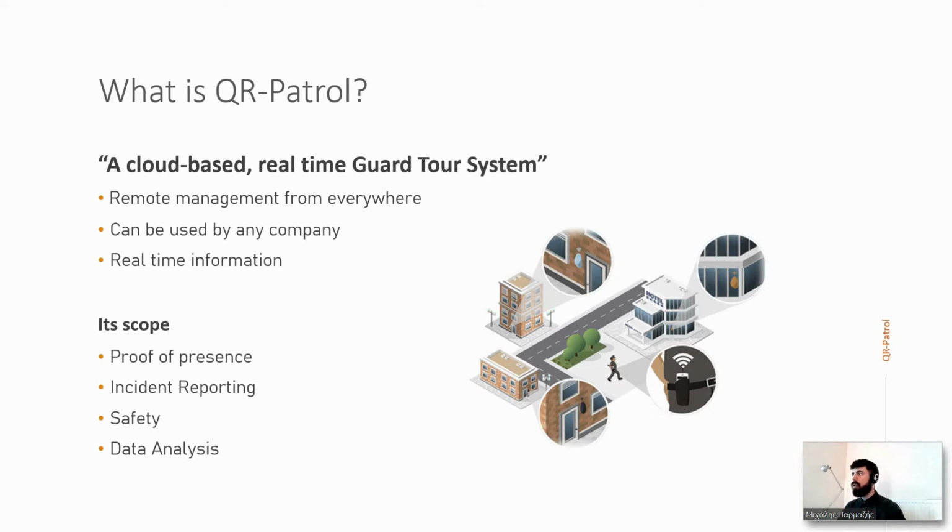Its scope is proof of presence to ensure you will be able to quickly locate an employee in danger, advanced and real-time incident reporting, where you can use multiple reporting tools for automations, and finally, you can improve data analysis and use QR Patrol as a decision-making tool using our various built-in reports. Need for custom solutions? You can use our business intelligence tool to create custom reports containing details as per your requirements and turn your data into action.